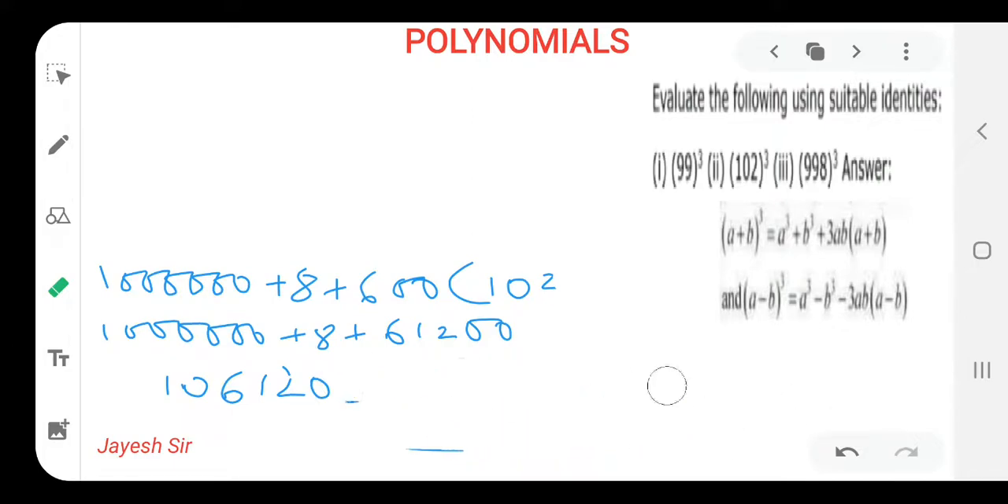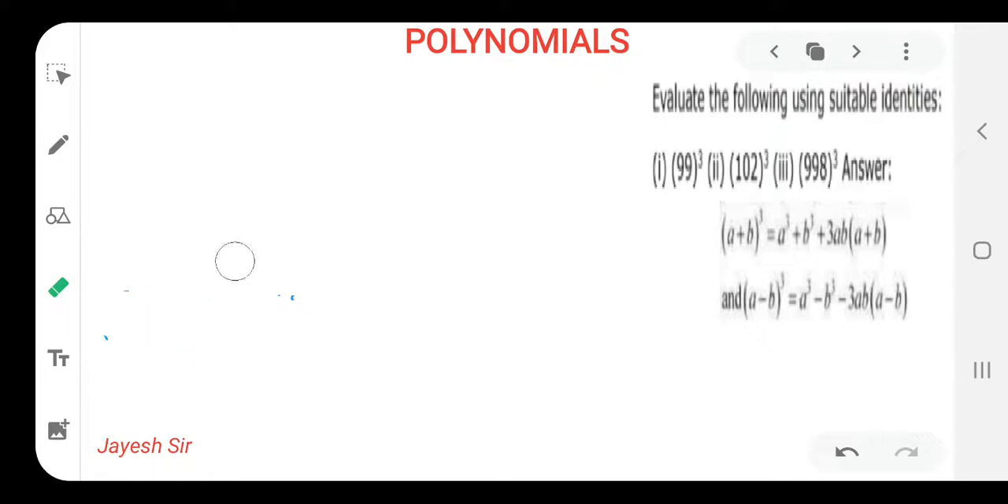If you understood, pause the video and try to solve the third sum for the day on your own only, as I think you all are capable now of solving the third sum on your own. So 998 we can write as 1000 minus 3.